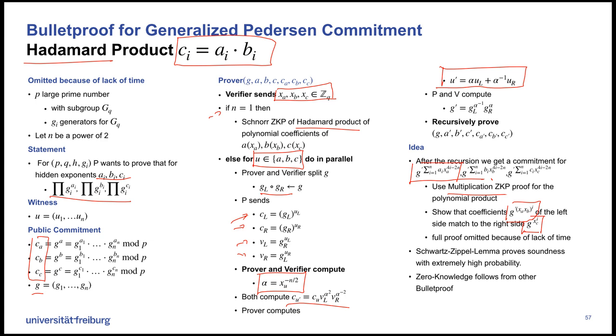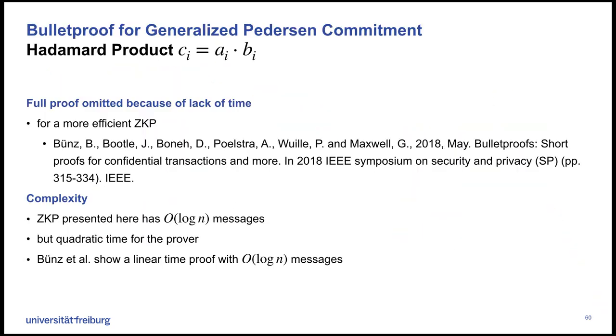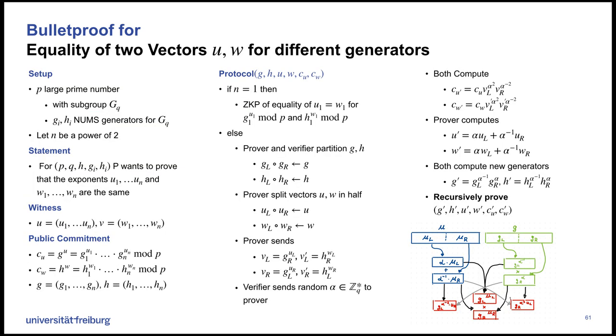You see that the parallel product is more complicated than a folding product. And there are easier proofs, not easier, but smaller proofs. The fuller proof is omitted because we don't have to finish this lecture this week. But for a more efficient zero-knowledge proof, which has a linear number of operations and a logarithmic number of messages, I have to refer to the original paper, where this was introduced the first time. Okay, so that's a bulletproof for the generalized Hadamard product.